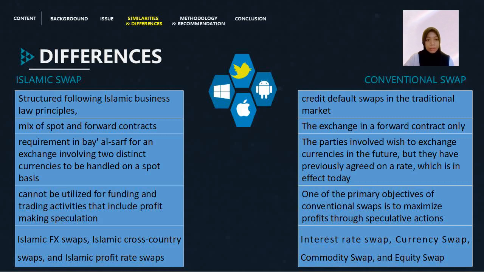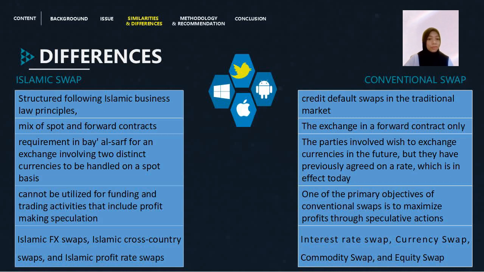For the conventional swap, the parties involved wish to exchange currencies in the future, but they have previously agreed on a rate which is in effect today, while the contract is still in effect. Fourth, Islamic swaps cannot be utilized for funding and trading activities that include profit-making speculation, as is common in conventional finance, but for conventional swap, it has the main objective, which is to maximize profit through speculative actions. The part of speculation is dependent on interest rate assumptions that are expected to rise or fall.